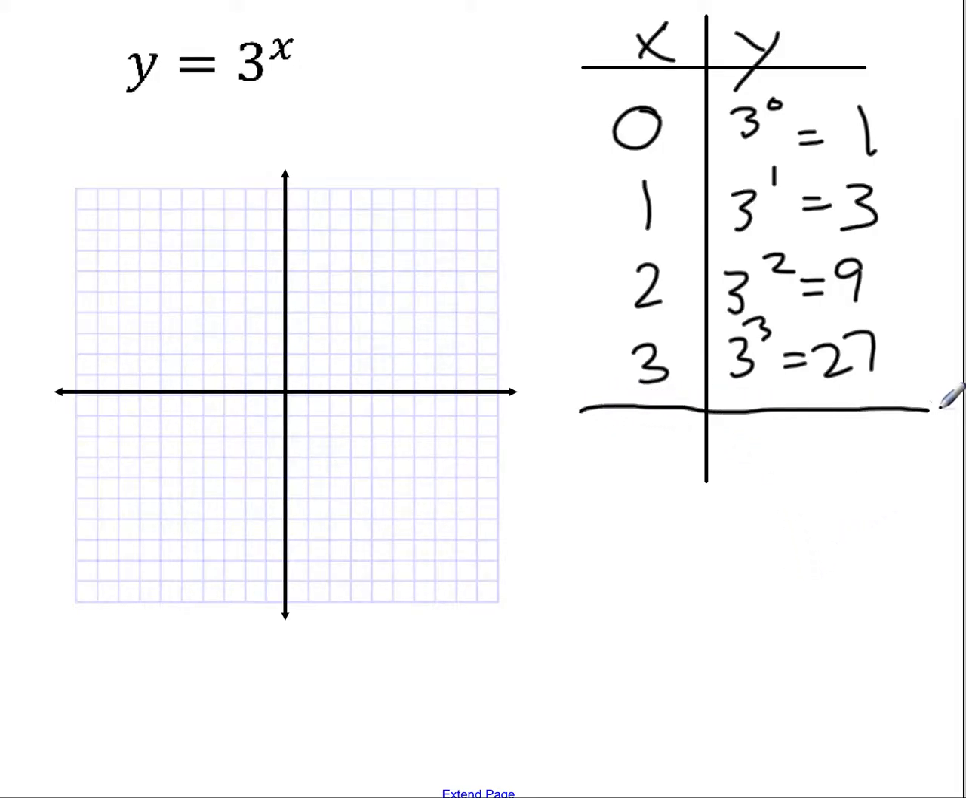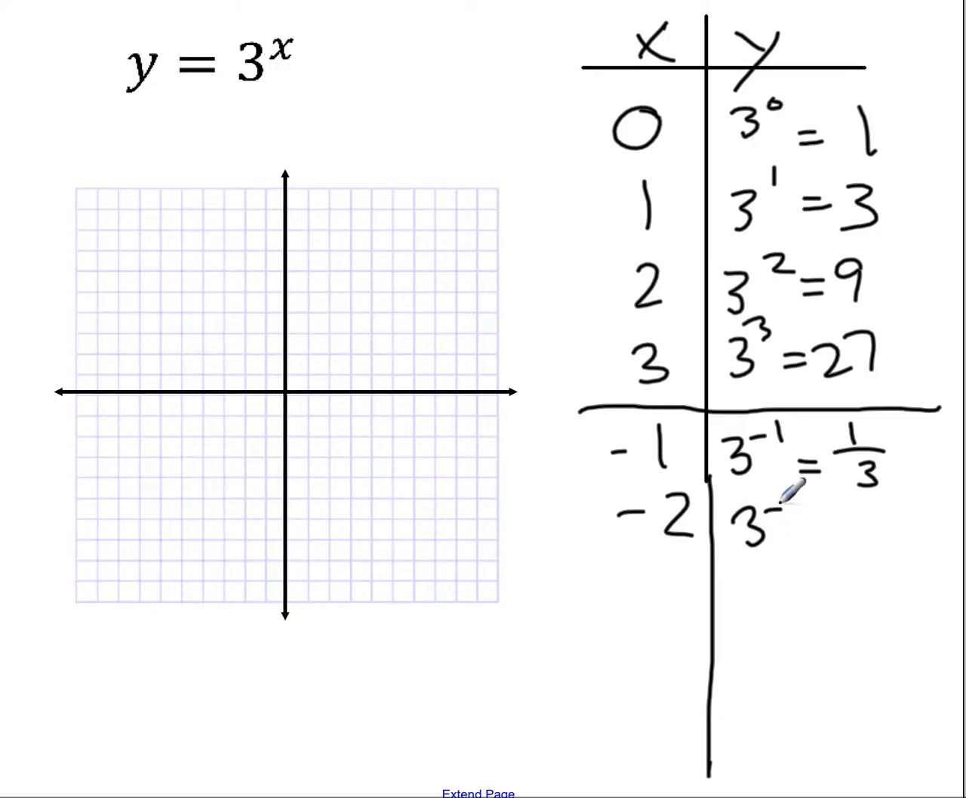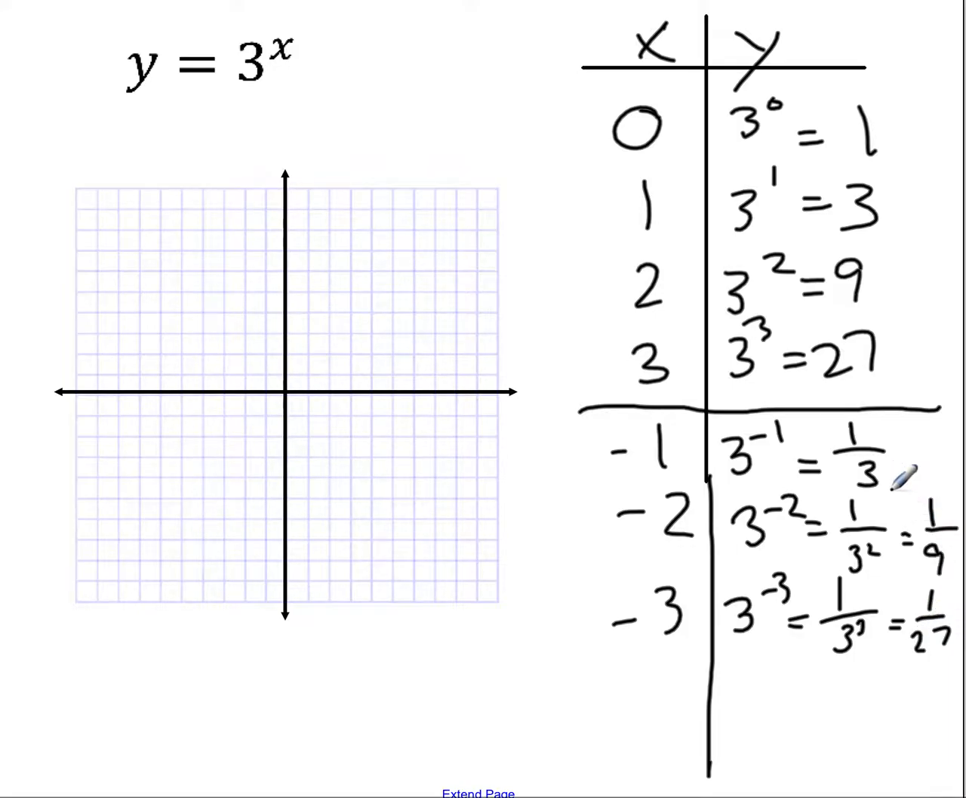Let's take a break here. I'm going to put some negatives in here. What if I put in a -1? I have 3 to the negative first power. Well, remember, that's a fraction, 1/3. If I put -2 in here, I'll have 3 to the negative second power. Again, that's a fraction, 1/3 squared, or 1/9. If I put in -3, I'll have 3 to the negative third power, 1/3 to the third, I'll have 1/27. See how it's getting really small, but it's actually not getting negative. My x values get negative. My y values just get very small and fractional.